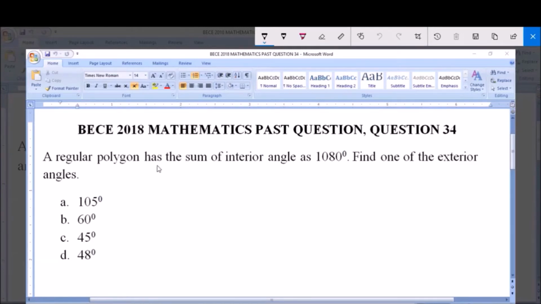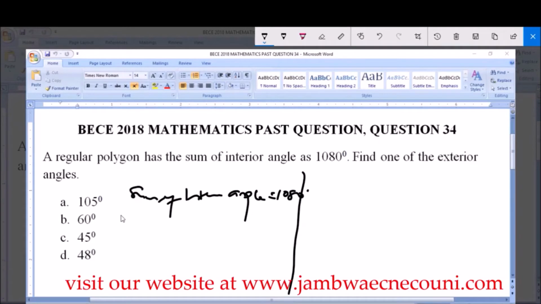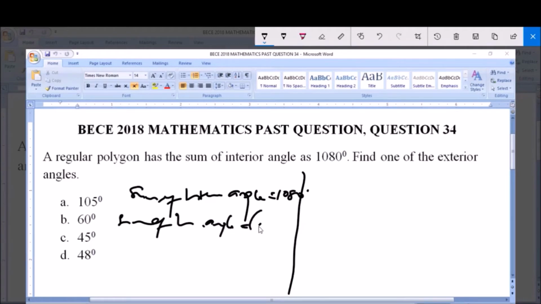So a regular polygon has the sum of interior angles equal to 1080 degrees. And like we know, the formula for finding the sum of interior angles is equal to n minus 2 times 180, where n stands for the number of sides of the polygon. And we are given that a regular polygon has a sum of interior angles to be 1080 degrees.